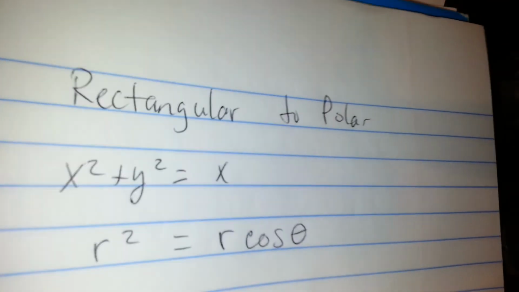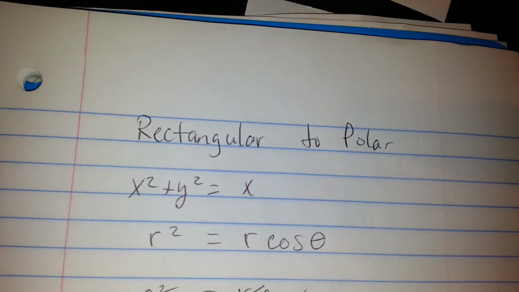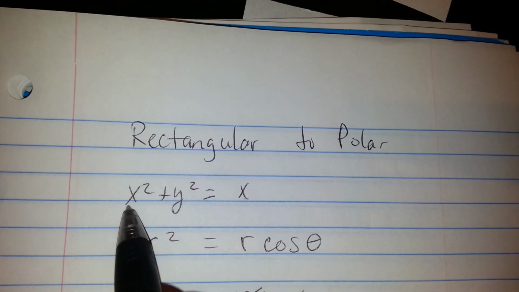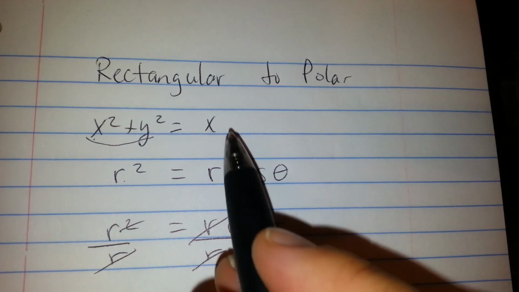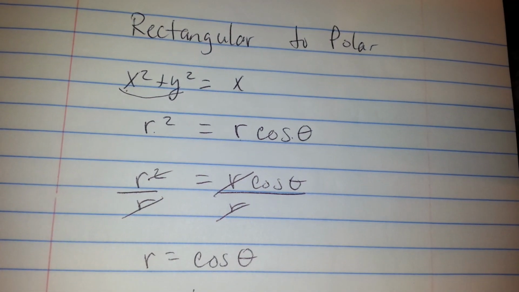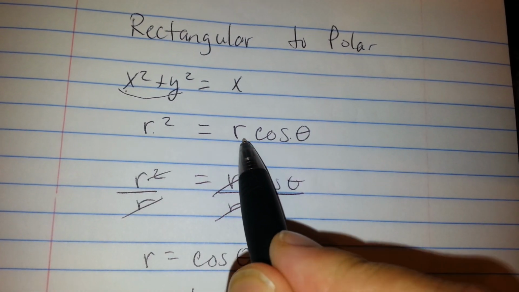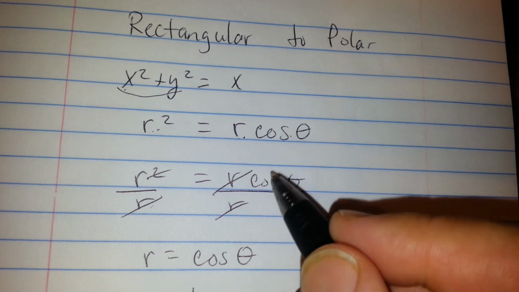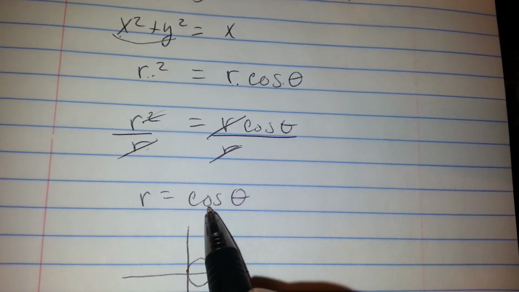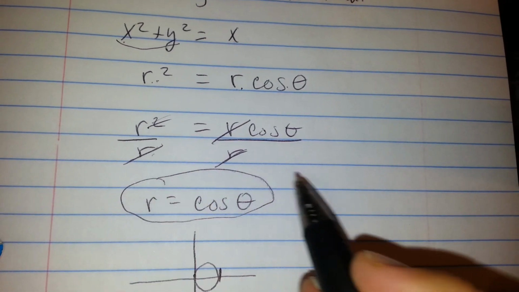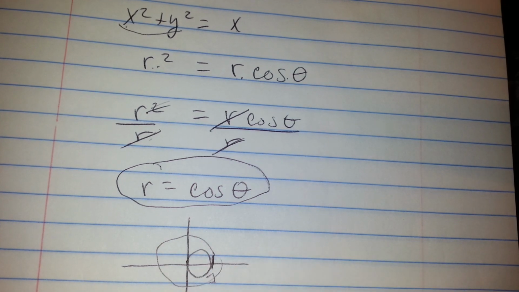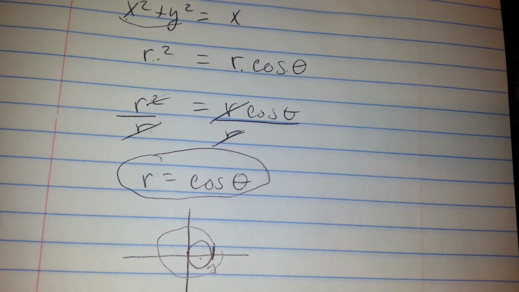Rectangular to polar. I've got x squared plus y squared equals x. This right here is r squared, and x is r cosine theta. We're going to solve for r. Notice what I do here. I want to get r by itself. Both sides have an r, so I divide both sides by r. So this r and the squared cancel out, and I get r equals cosine theta, which we know is a circle. Here's one on our polar coordinates. So it's a circle.